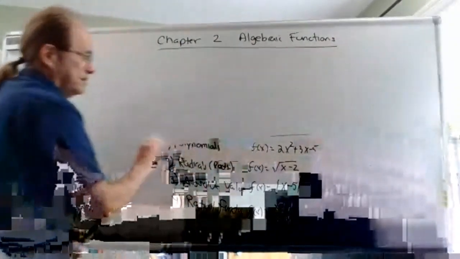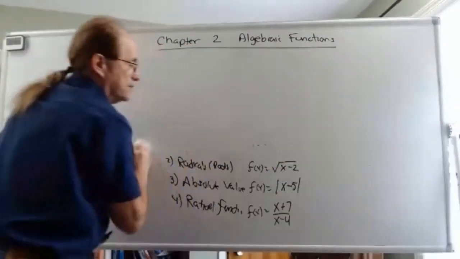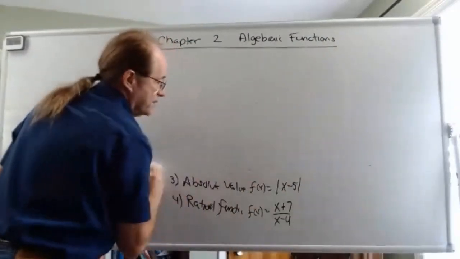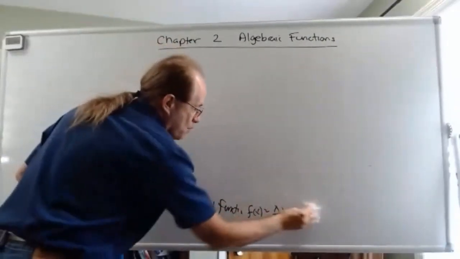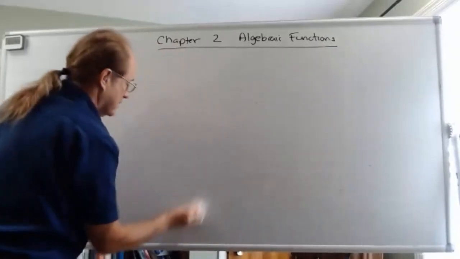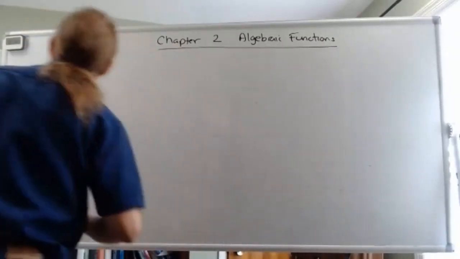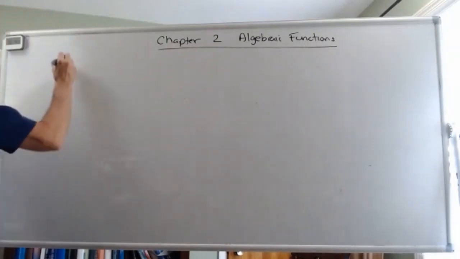And the first type of function that's really a subset of a polynomial function is a power function. So that's 2.1. There's no homework on it. It just introduces the concept of a power function. This is 2.1.